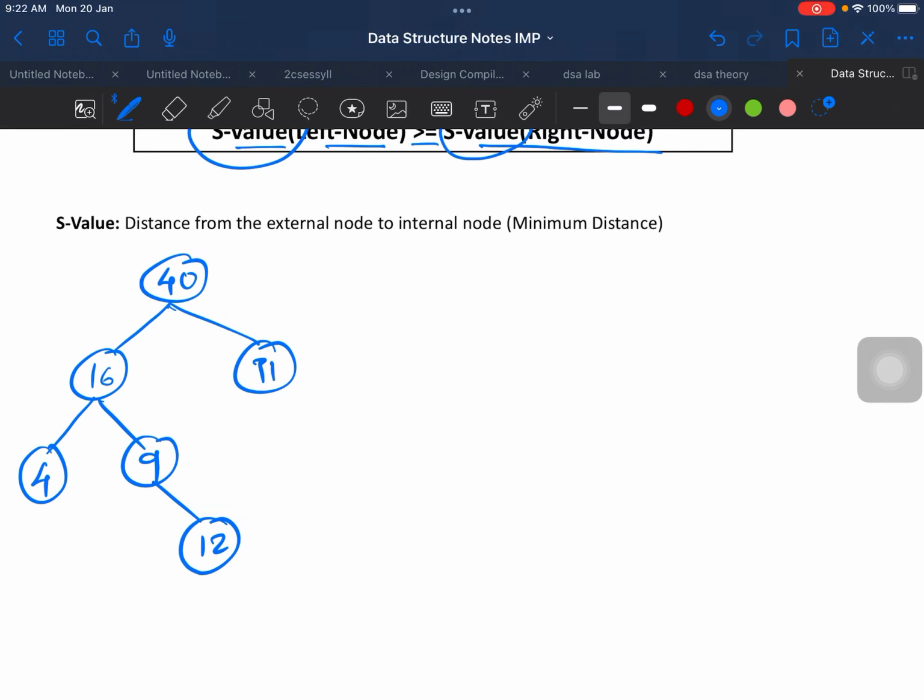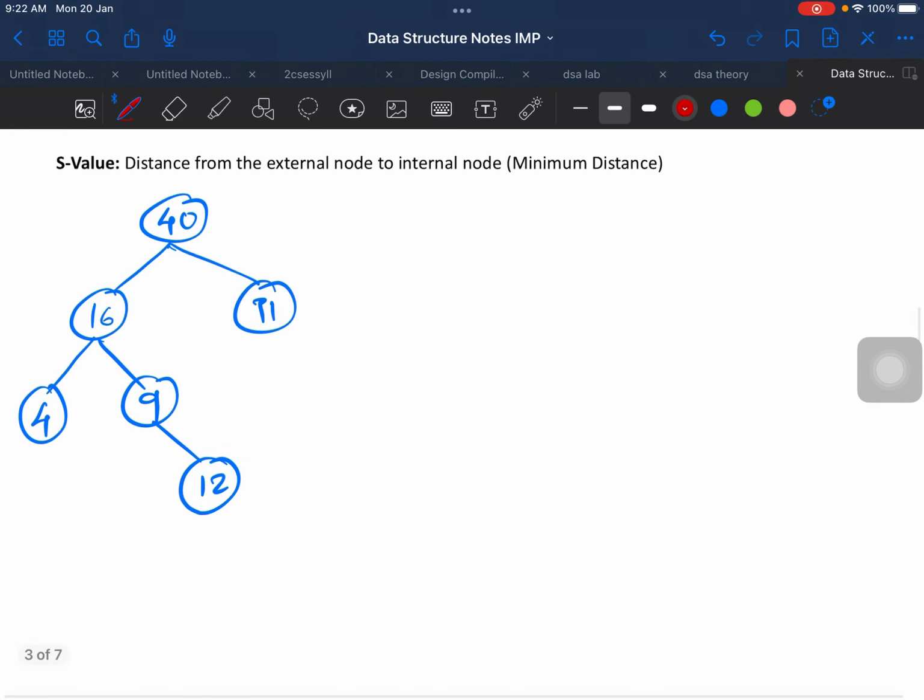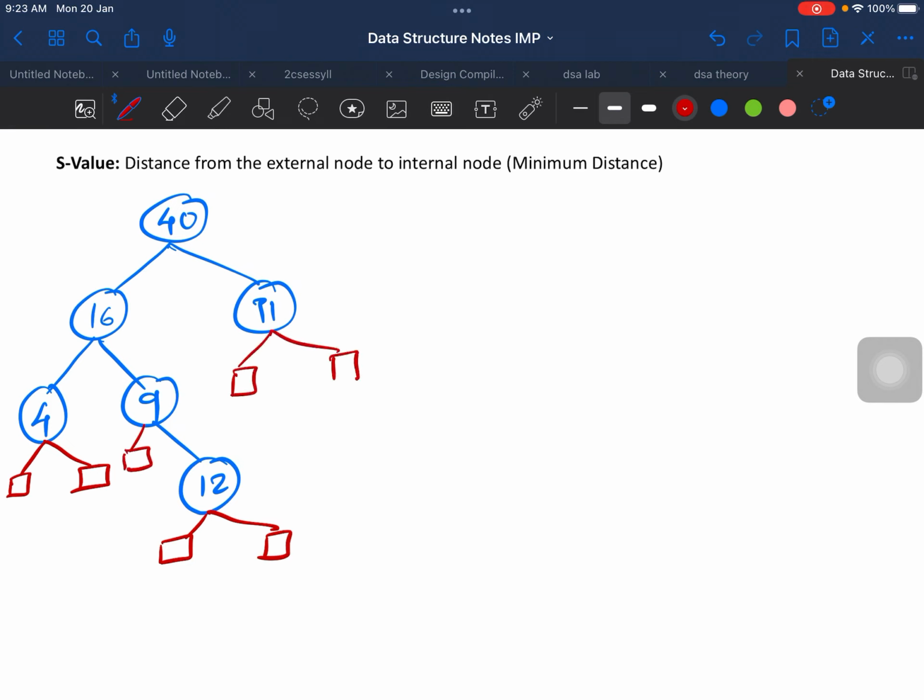Now I have to draw some external nodes here, then only can we calculate the distance between the external node and the internal node. For the sake of the first example we are drawing these external nodes; otherwise you have to assume that there is an external node and calculate the distance from it. So this 4 has two external nodes, this 12 again has two external nodes, this 9 has one external node, and this 11 has two external nodes.